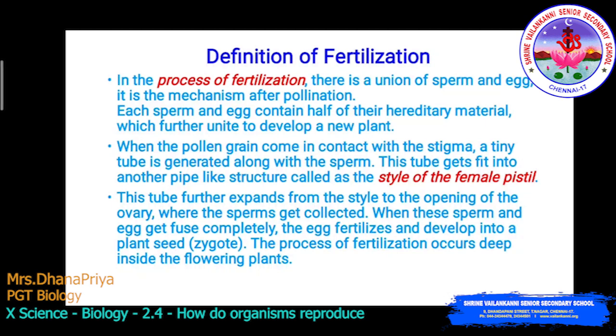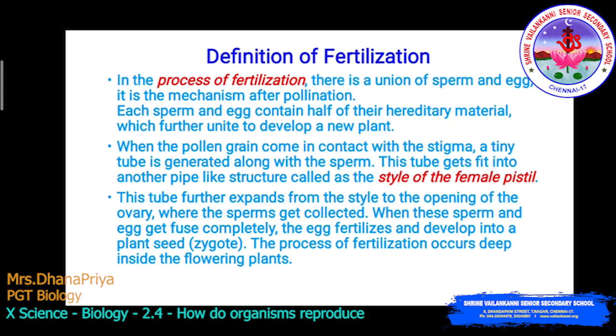When the pollen grain comes in contact with the stigma, a tiny tube is generated along with the sperm, that is pollen. This tube gets fit into another pipe-like structure called the style of the female pistil. This tube further expands from the style to the opening of the ovary where the sperms get collected. Here the sperms refer to pollen. When the pollen and egg get fused completely, the egg is fertilized and develops into a plant seed.